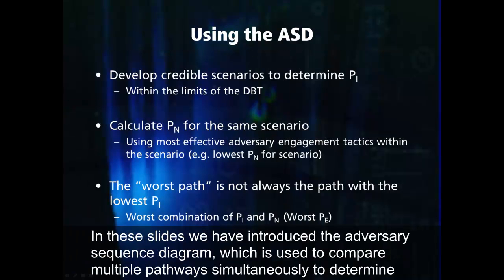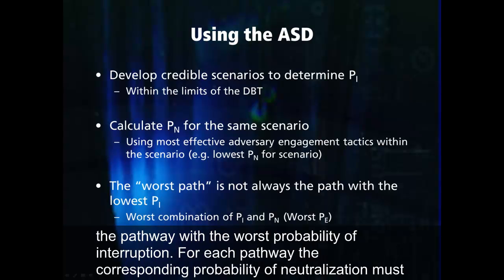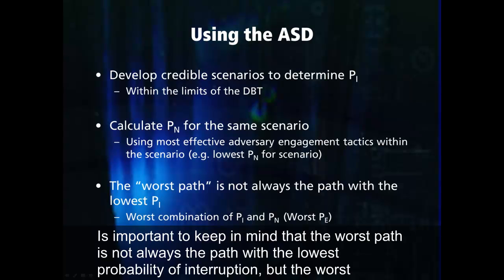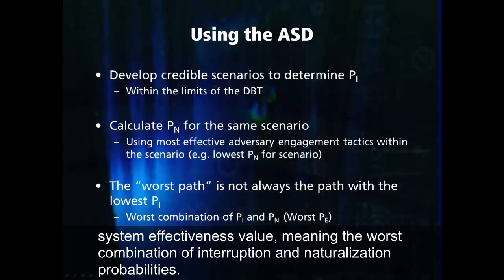In these slides, we have introduced the adversary sequence diagram, which is used to compare multiple pathways simultaneously to determine the pathway with the worst probability of interruption. For each pathway, the corresponding probability of neutralization must be included in order to find the system effectiveness value for that pathway. It is important to keep in mind that the worst path is not always the path with the lowest probability of interruption, but the worst system effectiveness value, meaning the worst combination of interruption and neutralization probabilities.